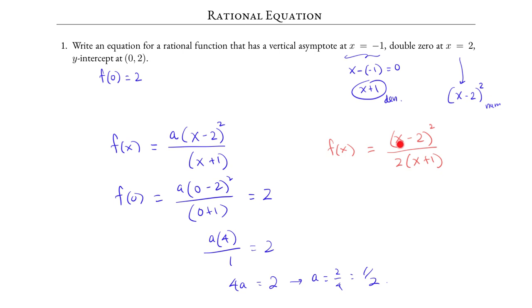If we plug in 0, 0 minus 2 squared is positive 4. And then 0 plus 1 is 1. 1 times 2 is 2 in the denominator. 4 over 2 will give us 2. So that is the function we're looking for.